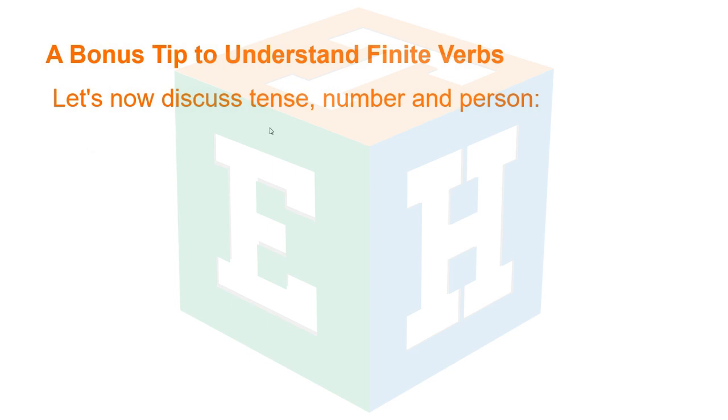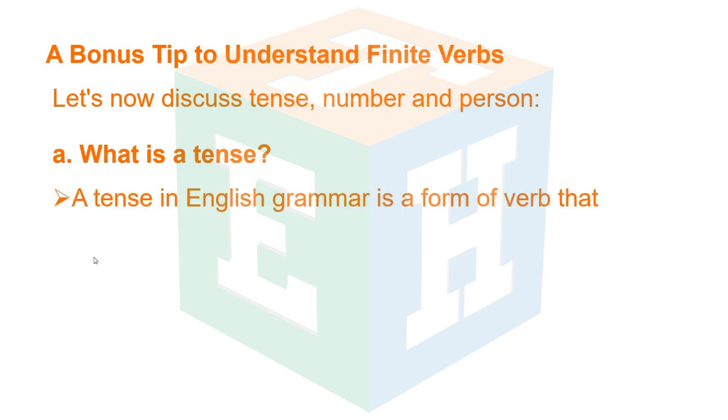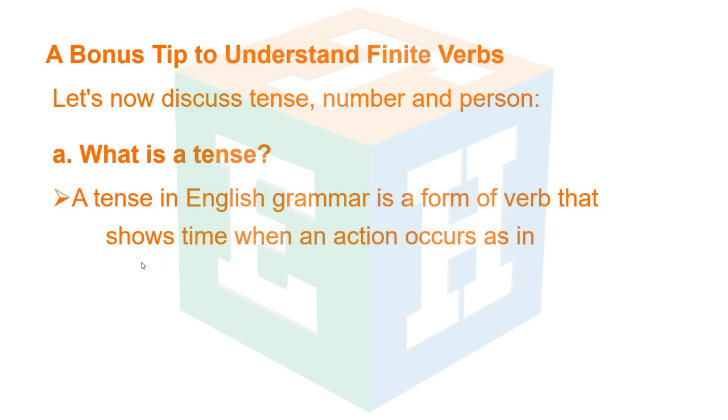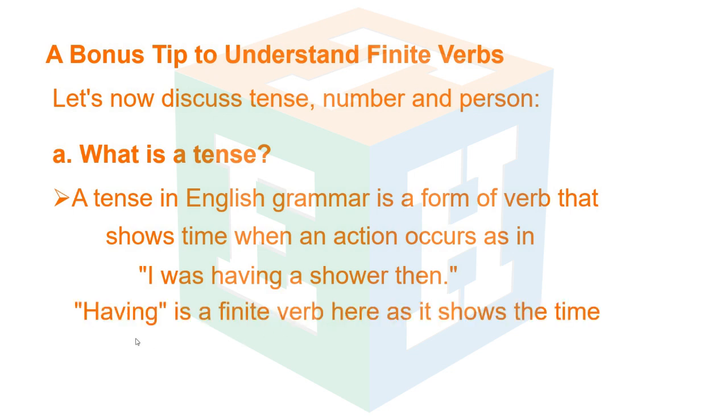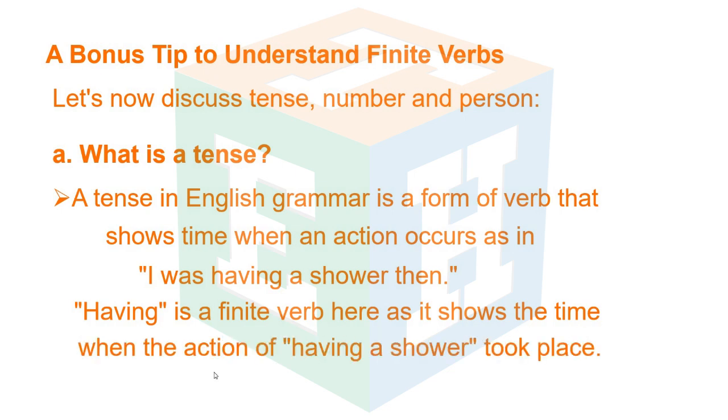Let's now discuss tense, number, and person. A, what is a tense? A tense in English grammar is a form of verb that shows the time when an action occurs, as in, I was having a shower then. Having is a finite verb here, as it shows the time when the action of having a shower took place.